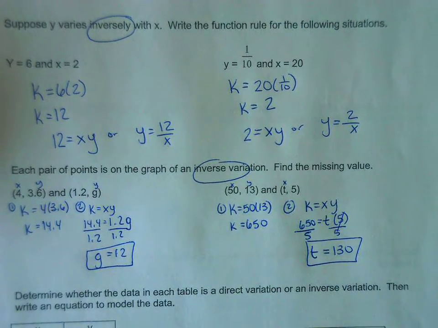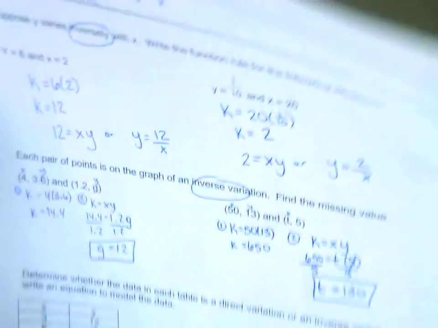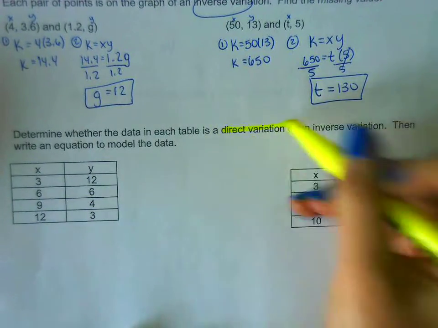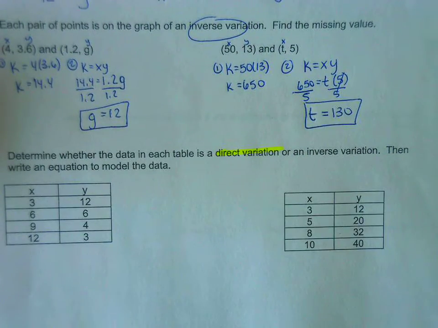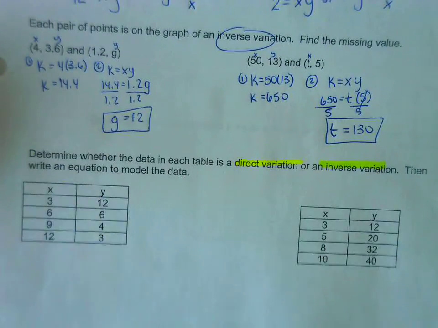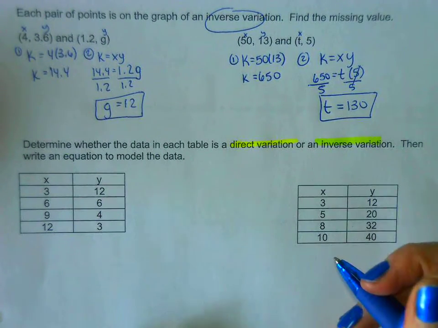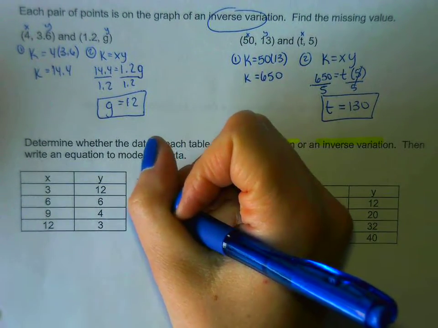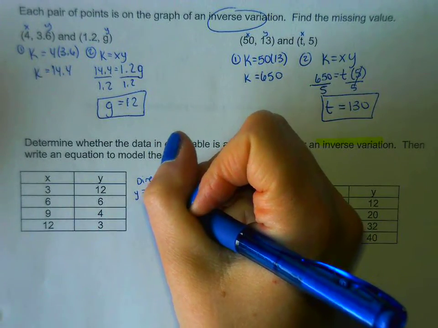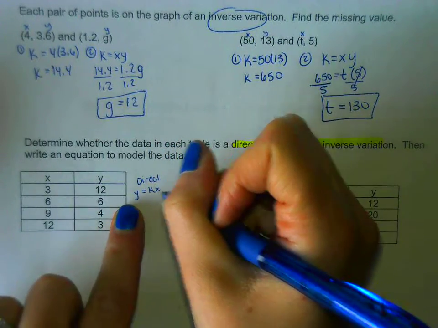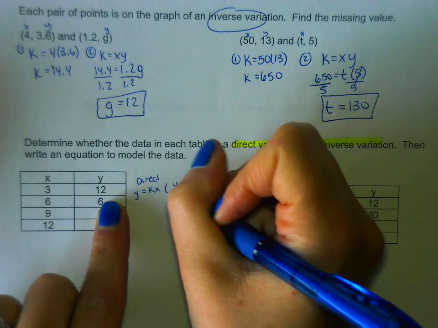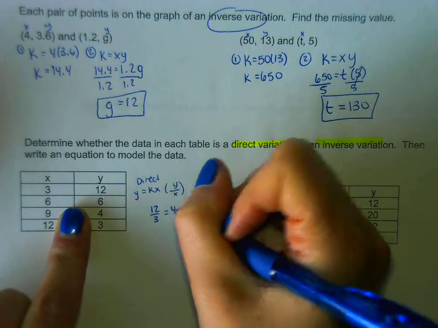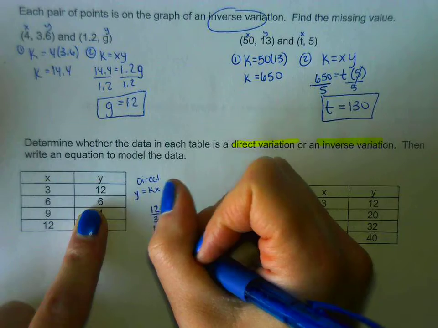So for these next two, we want to determine whether something is a direct variation or if it's an inverse variation. So I first want to look at, I'm just going to do direct first because that's the first one it gives me. Remember, direct is when you take y equals your constant times your x. So that means I'm taking my y value and dividing it by x. So if I do 12 divided by 3, I get 4. 6 divided by 6 is 1. So that means direct does not work because those are not constant.